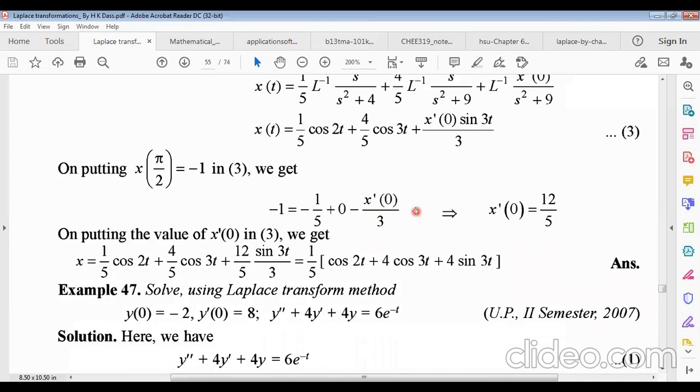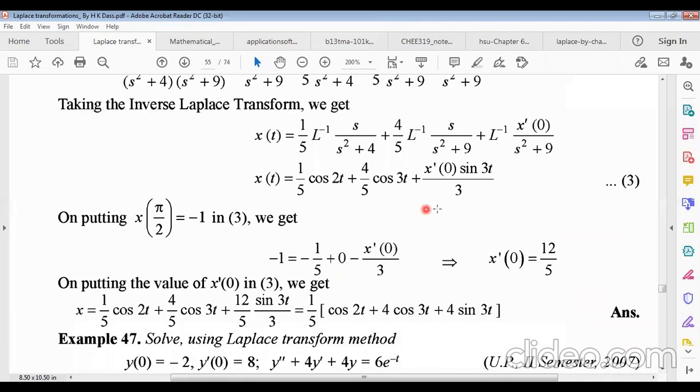This is very important maths for you because this is the exceptional case. We have to find out the value of x(t). Now putting the value of the first derivative of x at 0 in equation 3, just putting these values in this position, 12 by 5, we get the required solution of the differential equation.